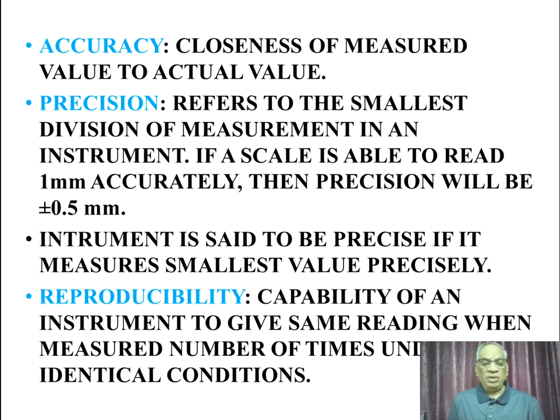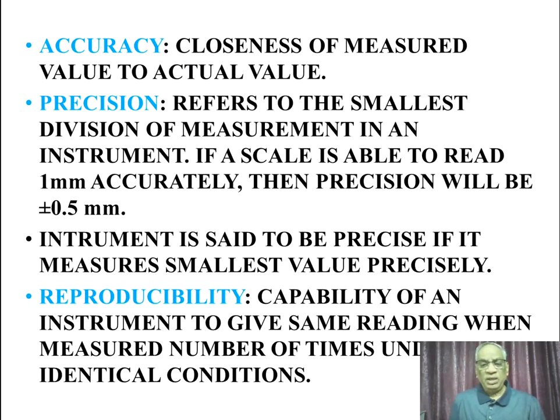So if you are able to measure the value precisely, the same value, if it is able to give the smallest value whatever is possible to measure, then we say the instrument is more precise. So as small a value as possible, if it is able to measure, we can say it is a precise machine.